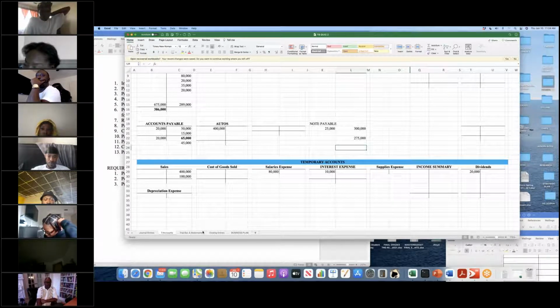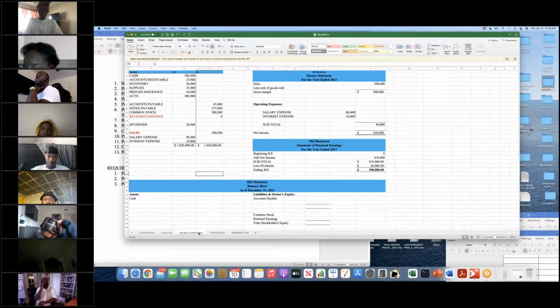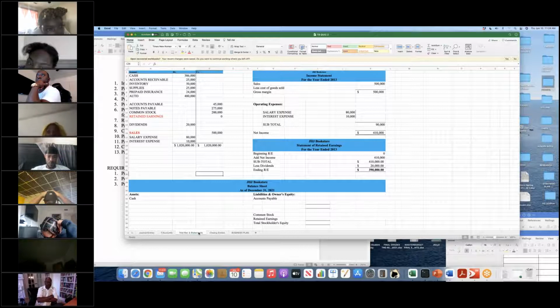But it's similar to your bill that you get from TSU for the summer. If you pay that bill, then you want it closed out, and you get a new bill in the fall, but you don't want left on that bill what was there for the summer, if you paid it. So that's sort of how these temporary accounts work.